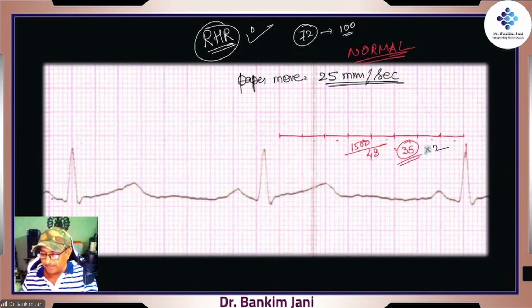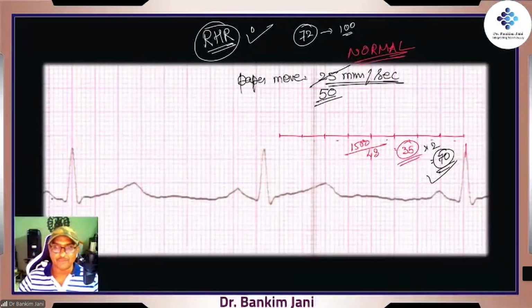So over here, by mistake, the paper movement was not 25 mm per second. The paper movement was 50 mm per second. So that's why everything was spread. The real heart rate, divided by 2, was about 70, 72. Completely normal. So this is the importance of calibration.